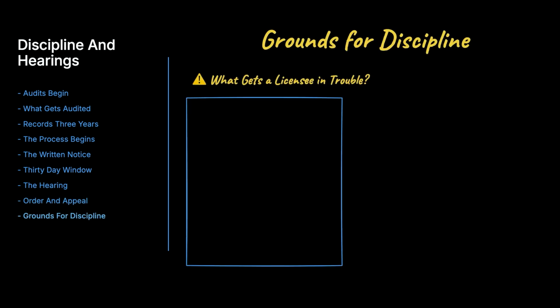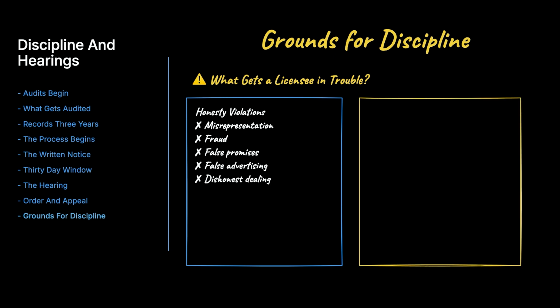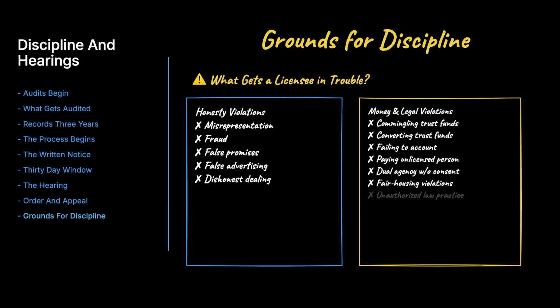So what actually gets a licensee in trouble? The grounds for discipline are a long list, and you should recognize the big ones: misrepresentation, dishonest or illegal dealing, fraud, false promises, failing to account for others' money, commingling or converting trust funds, acting for two parties without consent, paying an unlicensed person, false advertising, fair housing violations, the unauthorized practice of law, and conviction of certain crimes.